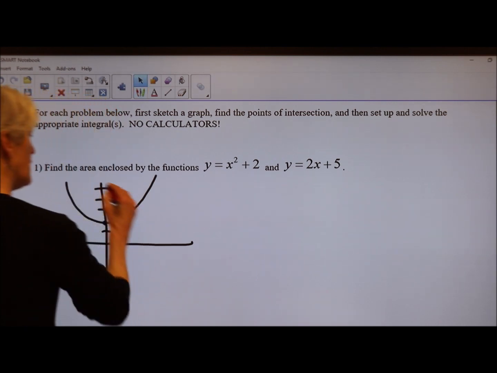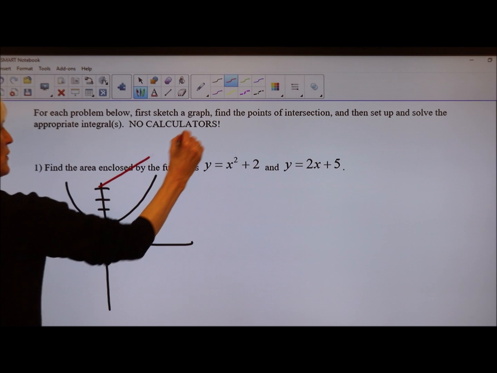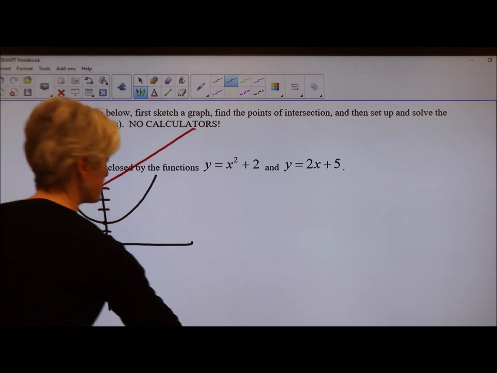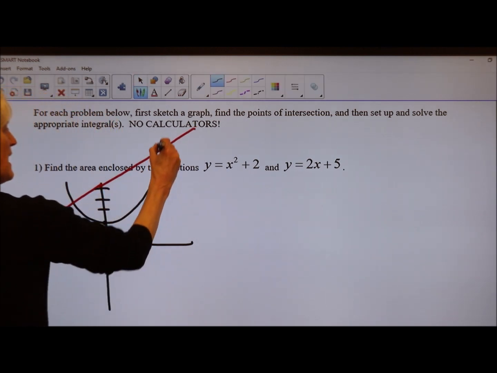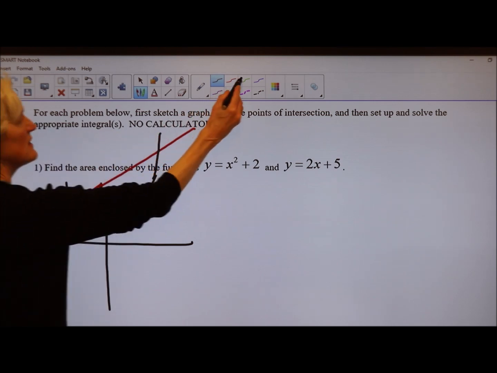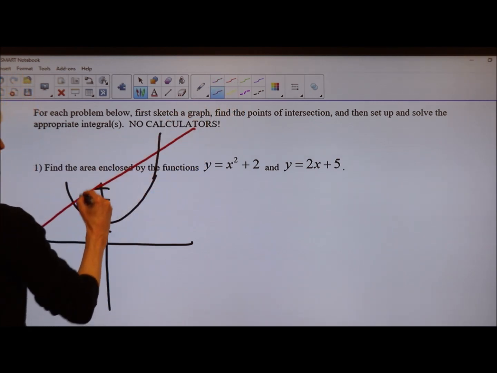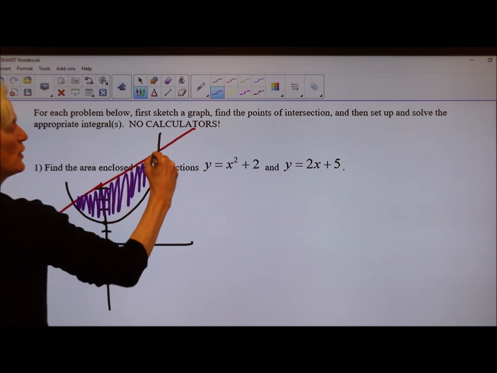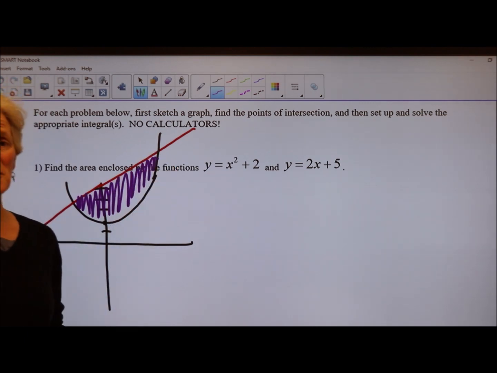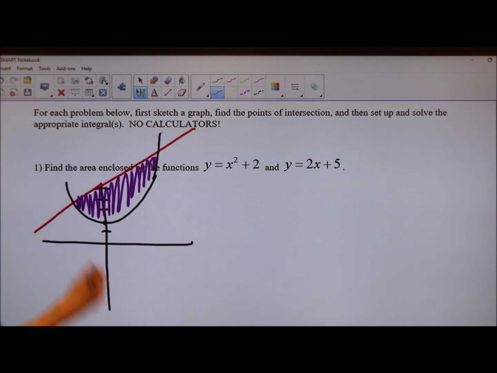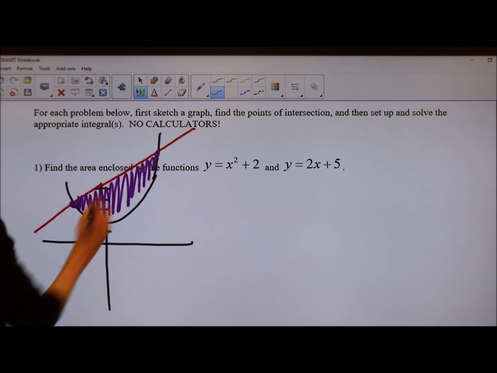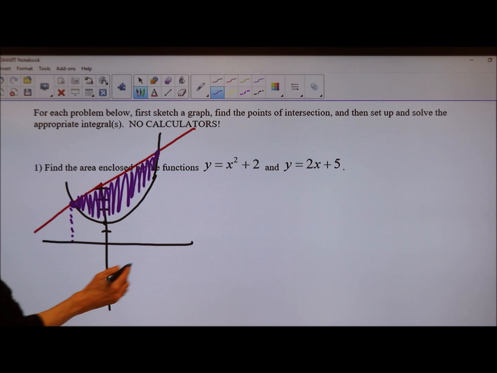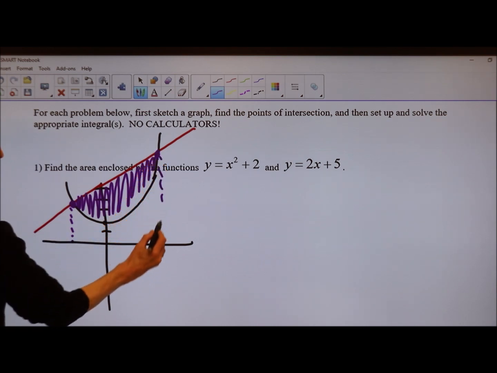So I've got a y-intercept. So it's going to look something like this. And the area I'm interested in is all of this area enclosed by those two curves. So what do you think our first mission is? That's right. We have to find what my interval is. We have to figure out what this x value is and what this x value is.